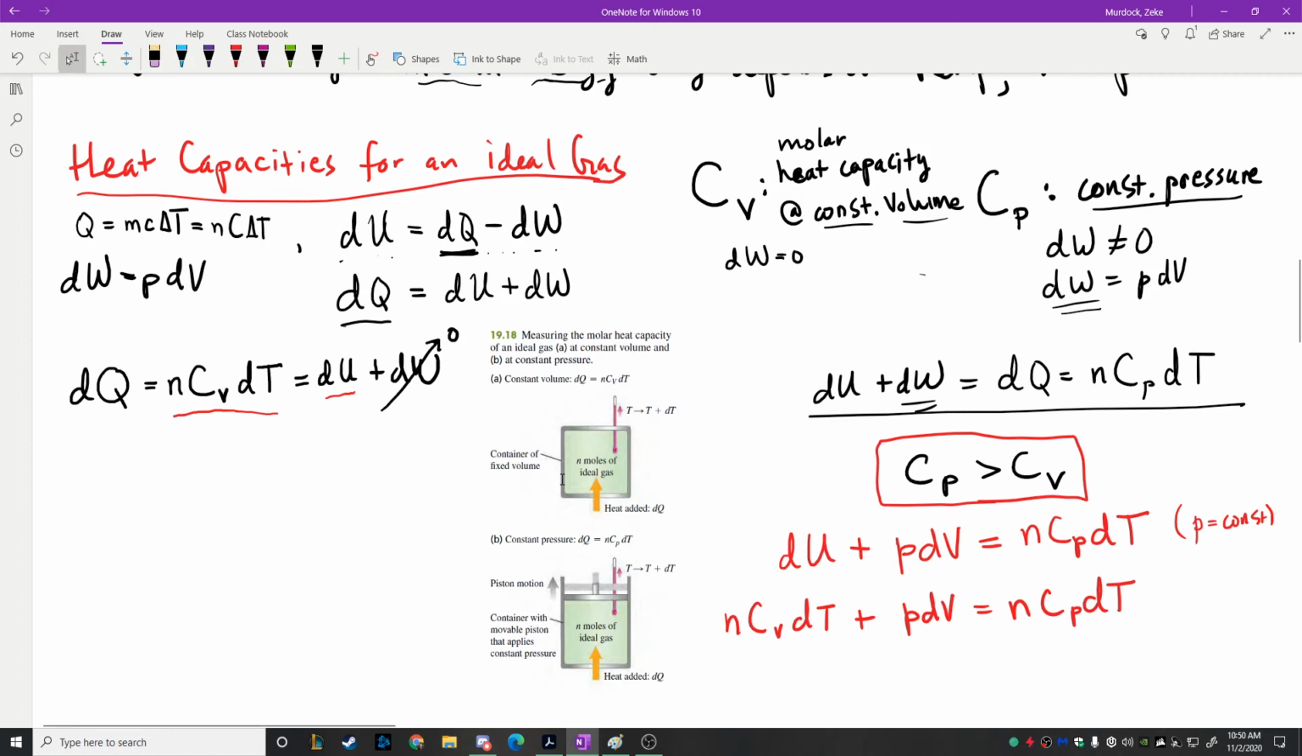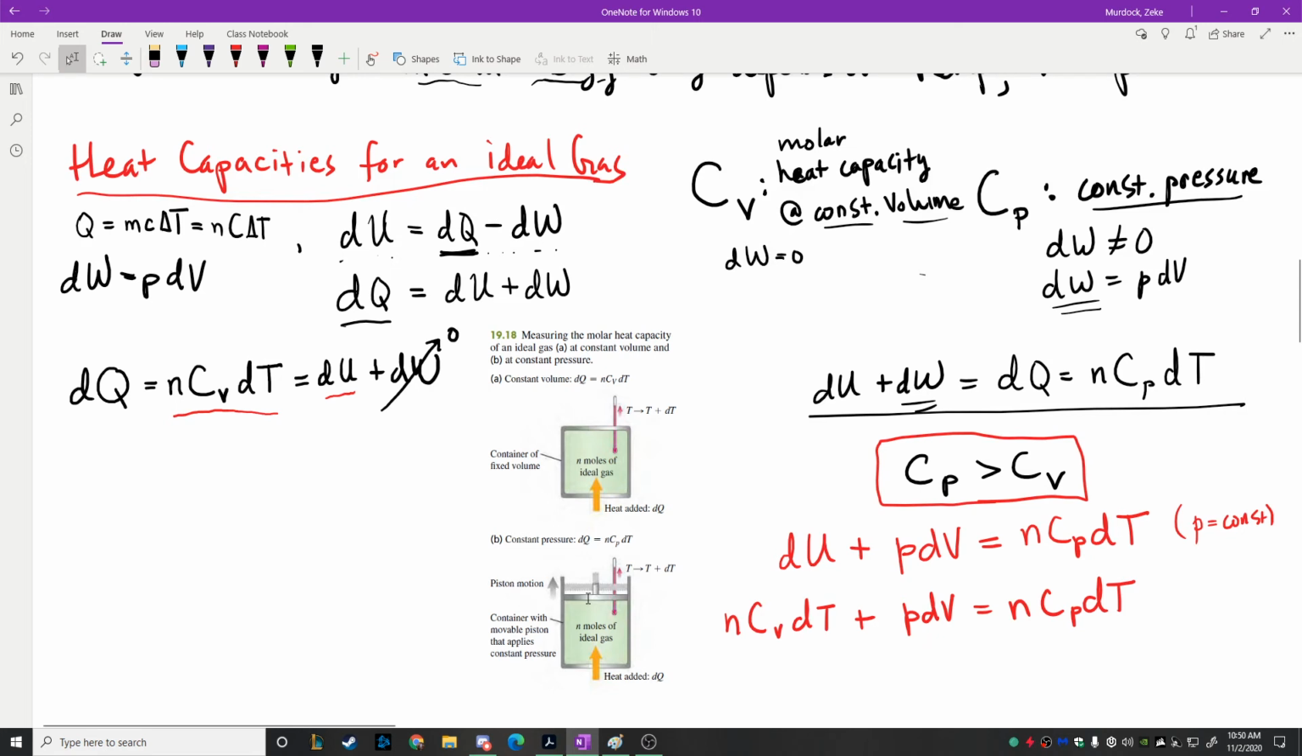So these are two different processes here. We're measuring the molar heat capacity of an ideal gas at constant volume and constant pressure. So for constant volume, we have this relationship. Heat added is dq. There's n moles of gas. It's in a closed container. So that means that the temperature has to go up. And this tells us exactly how much heat is added and how it's related to the temperature change.